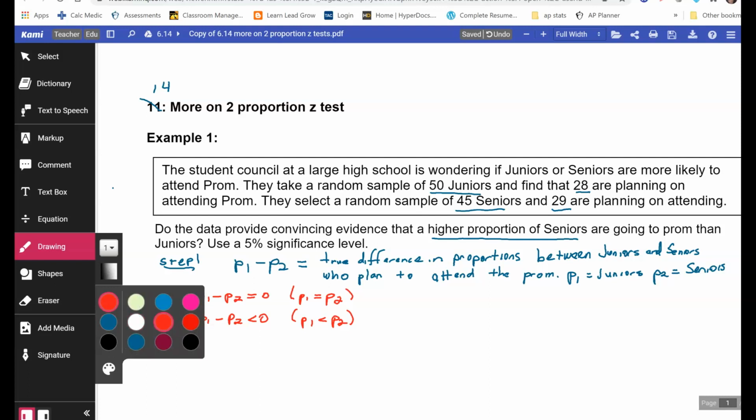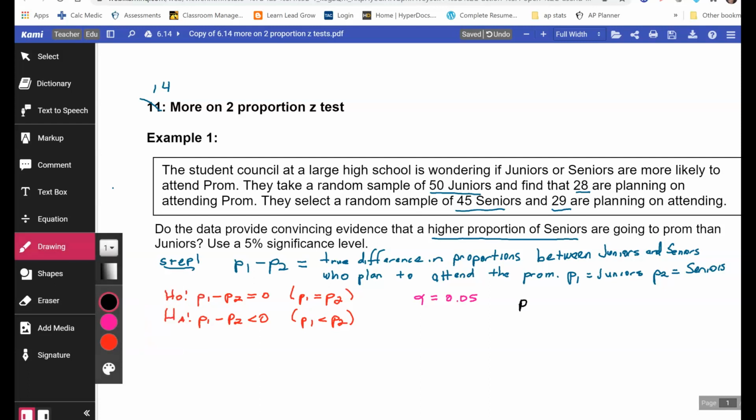The next thing you should clearly do is define your significance level. In this case, they give it to us, but if they didn't, you could choose anything. Although it's not mandatory to include in this section, I would highly recommend calculating P1 hat and P2 hat so you have that information readily available. So P1 hat is our sample proportion of our juniors. That's our evidence, and that's 28 out of 50.